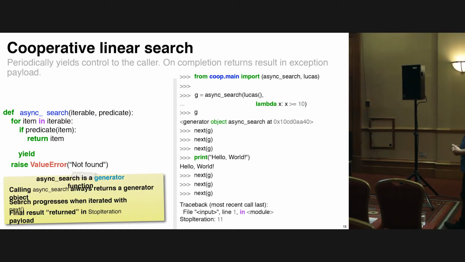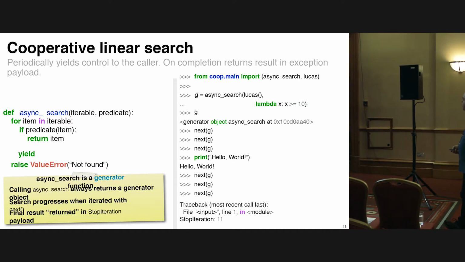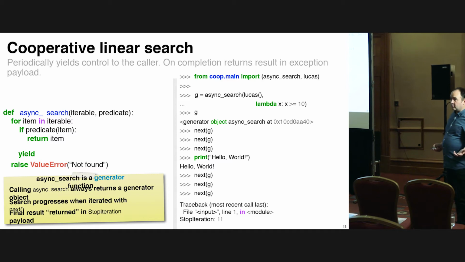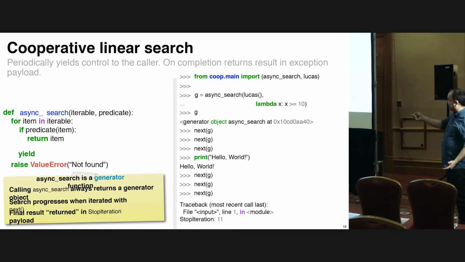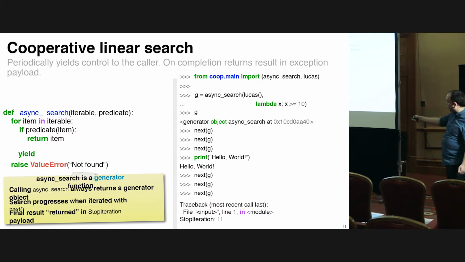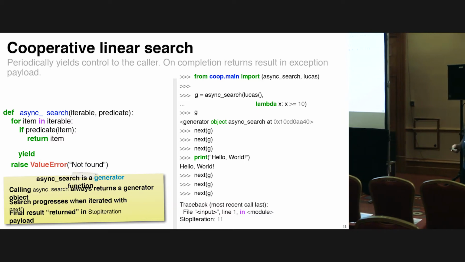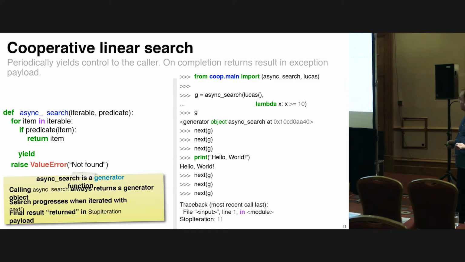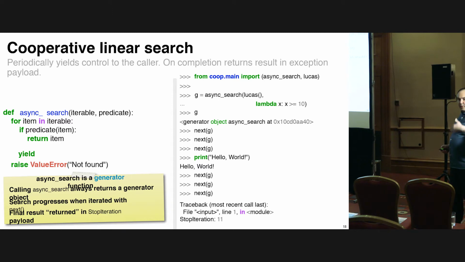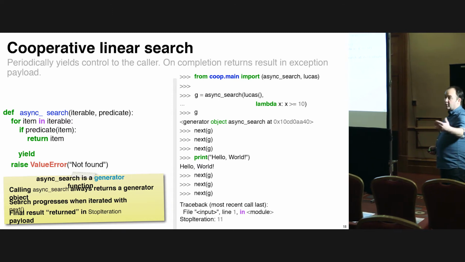So I'm going to import it and my Lucas generator. And I'm going to make the same call I did before. So the question is, what is g? Is g the number we're looking for, or is it something else? Well, because async_search is now a generator function, because it has at least one occurrence of yield in it, g is now not the answer. g is a generator object. So it's a deferred computation. We've deferred the computation here.